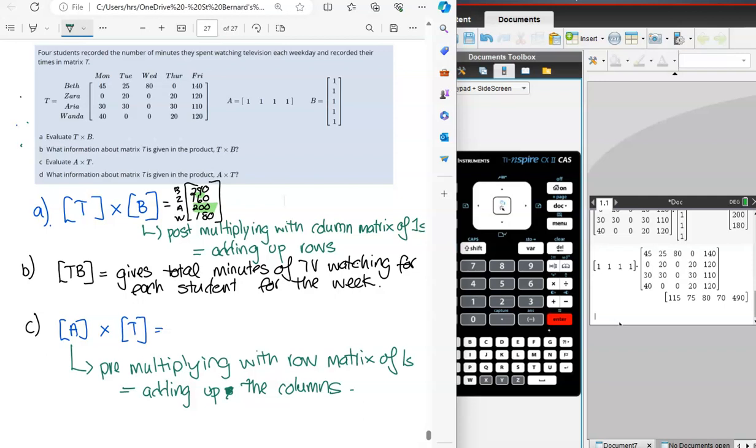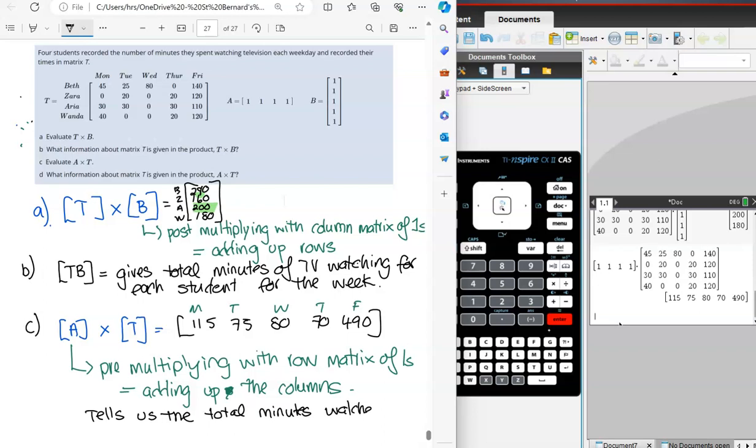In our initial matrix T, the answer here is 115, 75, 80, 70, and 490. What does that tell us? Look, what were the columns? The columns were Monday, Tuesday, Wednesday, Thursday, Friday. It tells us the total minutes watched on that day by all the students. Does that make sense? How much TV watching happened on Friday if you add all their TV watching up? How many minutes were watched on Friday? 490, that's right. So it tells us the total minutes watched on each day by all students.